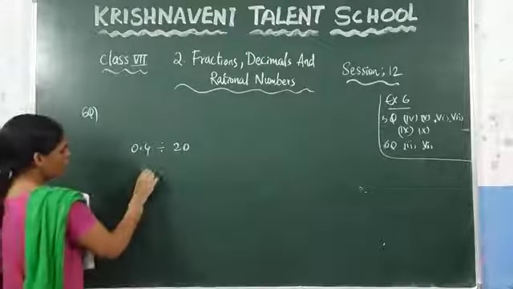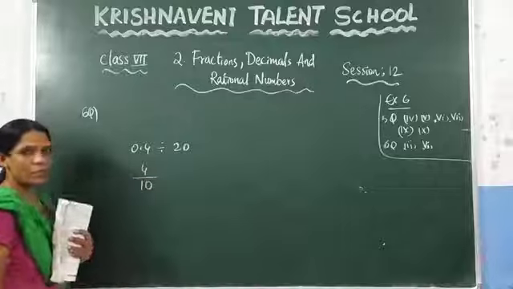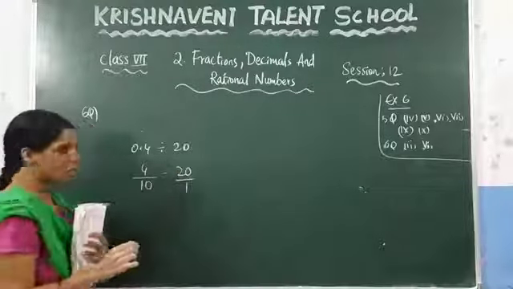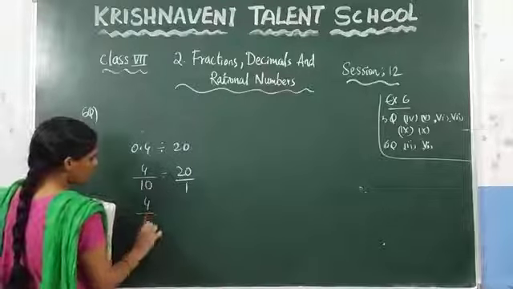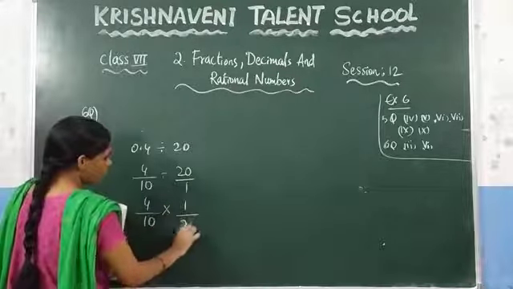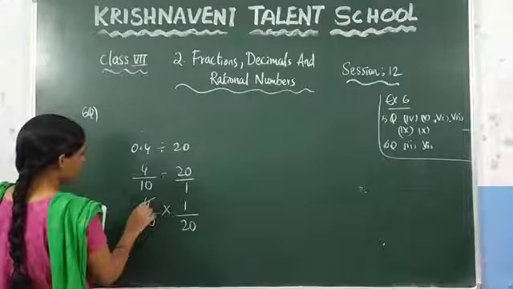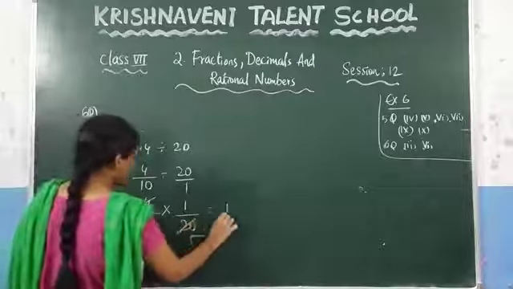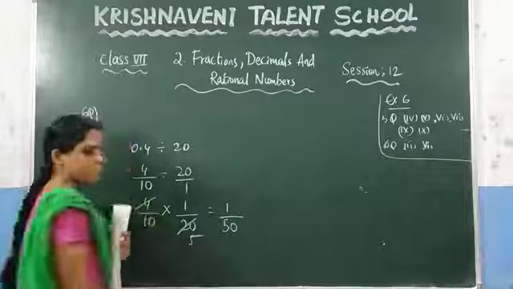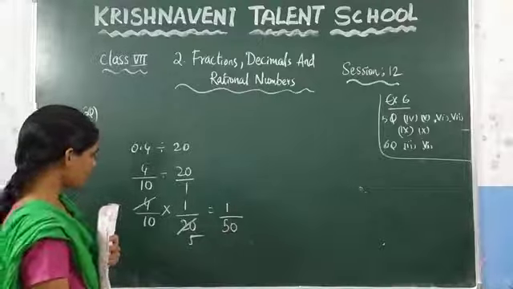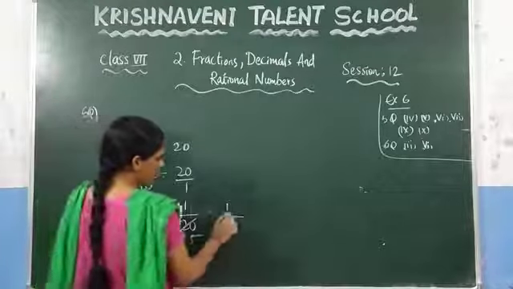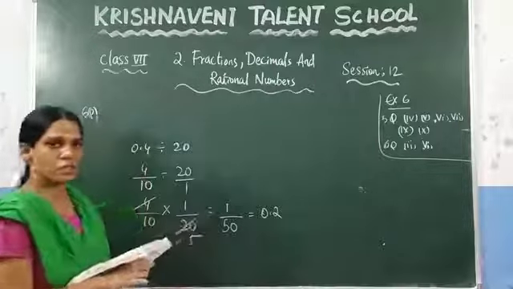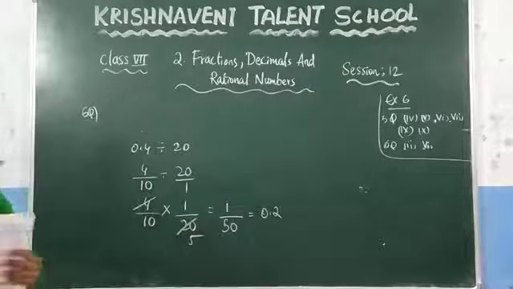You can write 4 by 10, because after the decimal point one number is there. Divided by 20, you can write it as 20 by 1. So change into multiplication, 4 by 10 into 1 by 20. After that, here 4 ones, 4 5s will get cancelled. What is left out here? 1 by 50. Right. So what is the value of 1 by 50, which is nothing but 0.2. Like this you can solve it. So here see the next problem.